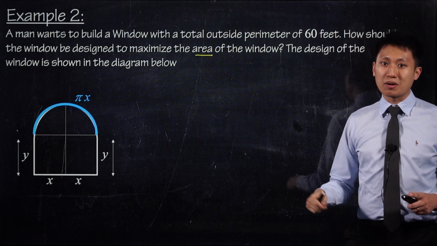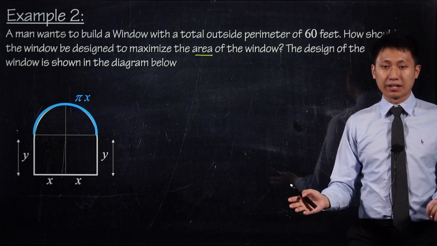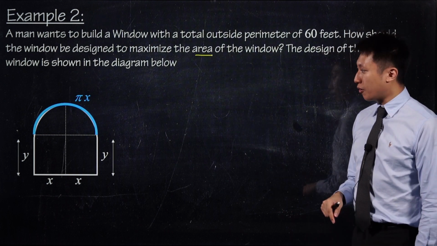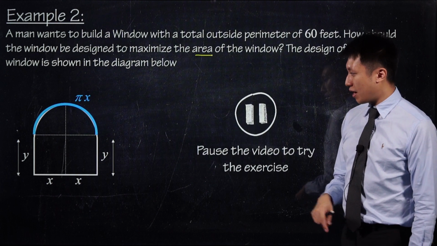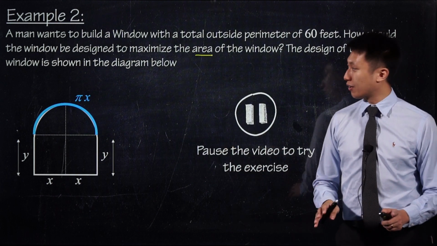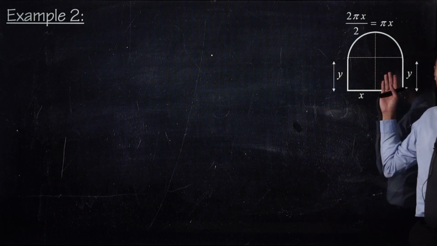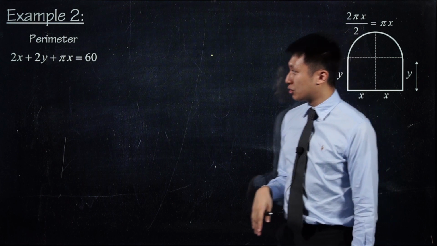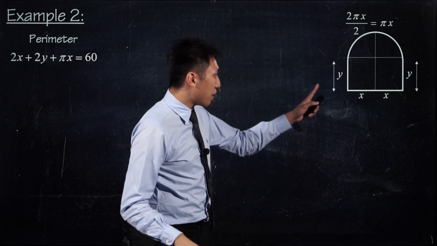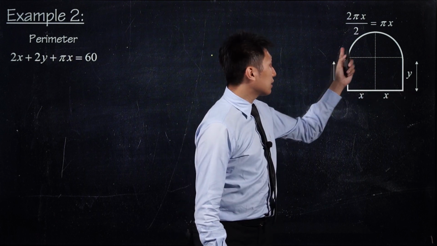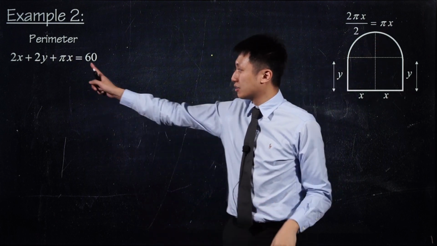Maximize area, so I want to write area in terms of a function. Before that, I find the area. If you can, pause the video and try it. If you cannot, then follow what I do. Okay, shape is here. Then I write this perimeter is equal to 2x plus 2y plus pi x. 2x plus 2y plus pi x is equal to 60.